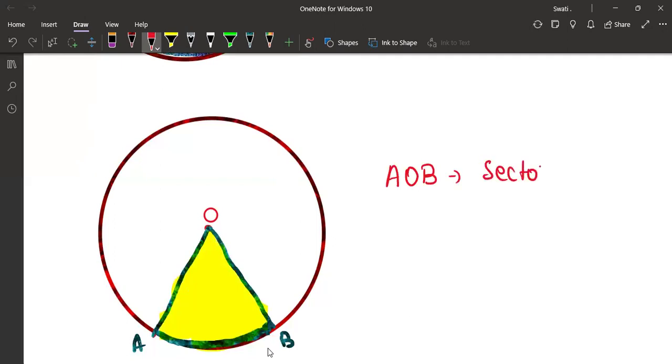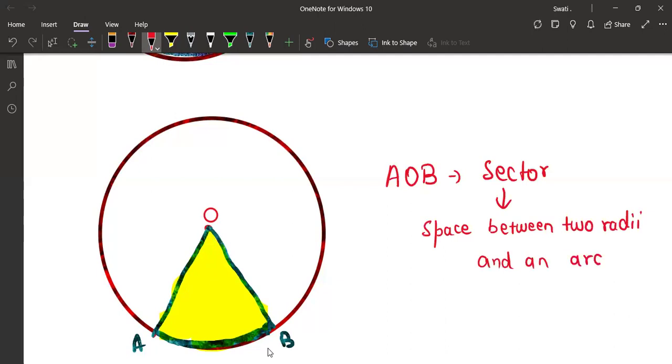Now, what is a sector? A sector is the space or the area between two radii and an arc. That is called a sector.